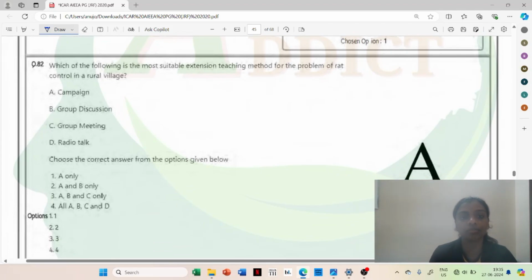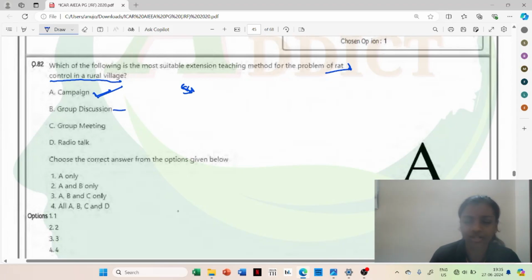Which one of the following is the most suitable extension teaching method for the problem of rat control in a village? If you read the book of extension by G.L. Ray, the problem of rat control itself, the same example is given in case of campaign. Campaign is the one you do when you need a sudden action. If you have a sudden action and the program affects the whole community or a whole village, then you can say we can adopt a campaign.